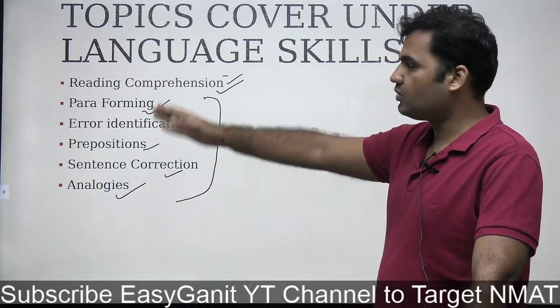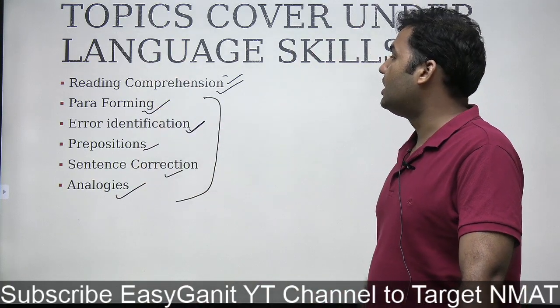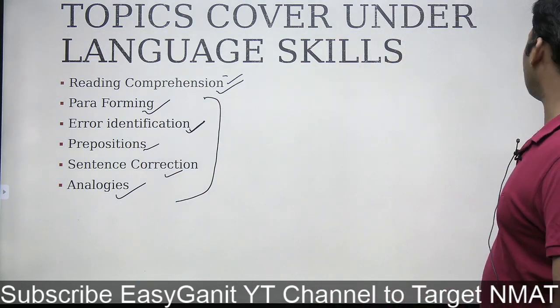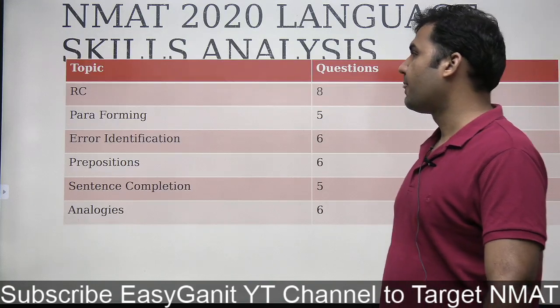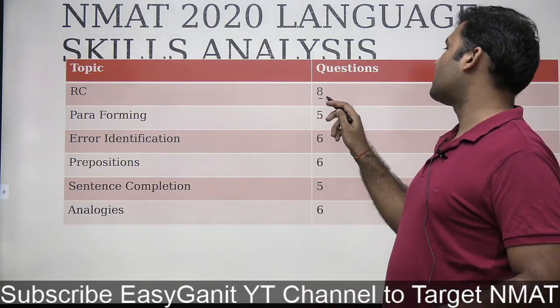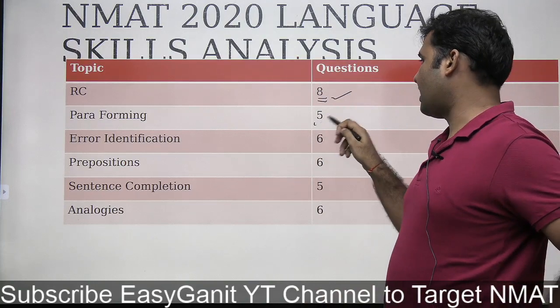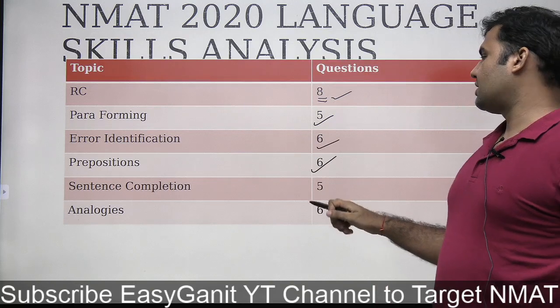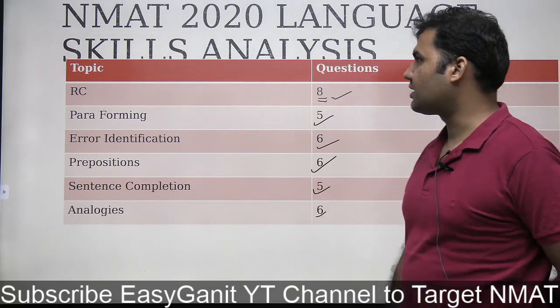These are topics that you have to do. Grammar in short, you need to study grammar thoroughly to target your LR section. Reading comprehension is already ready if you have prepared for CAT. Looking at the NMAT 2020 paper, guys, RC's number of questions were 8. Para forming 5 questions, error identification 6 questions, preposition 6 questions, sentence completion 5, and analogy 6, right?